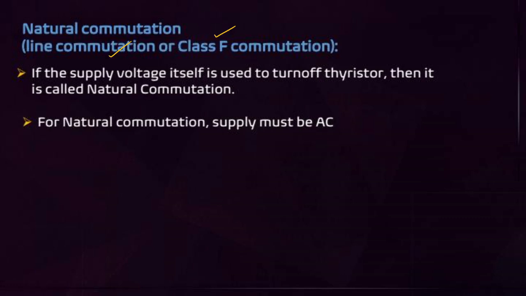How to turn off the thyristor in natural commutation? By using the supply itself. If you want to turn off the thyristor by using the supply itself, what nature of supply is required? AC supply. That's why natural commutation is applicable only for AC supply. Why? Because for every half cycle in AC supply, the supply will reverse, then the thyristor will be turned off. That is nothing but natural commutation.